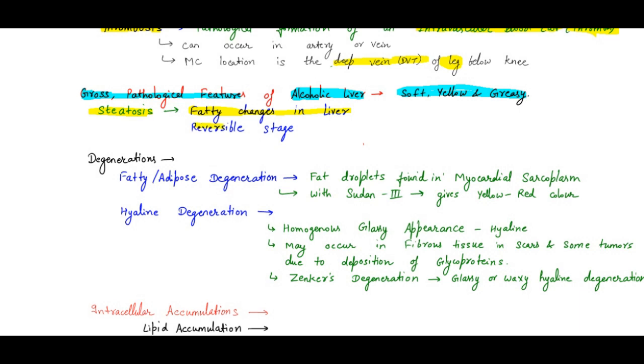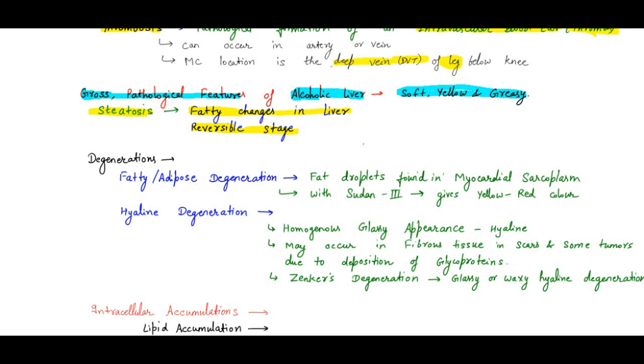It is our steatosis, and it is the reversible stage. Now next is our degeneration. Remember, there is a fatty or adipose degeneration, and there can be hyaline degeneration. Remember these two.